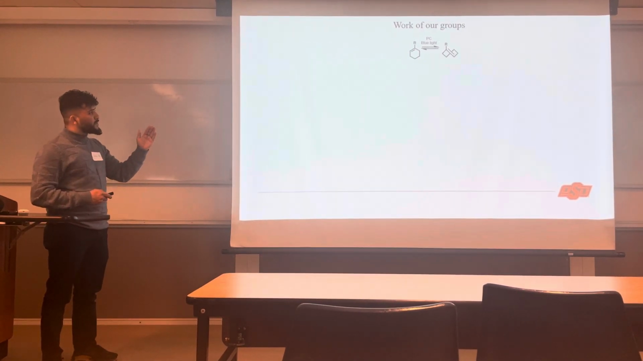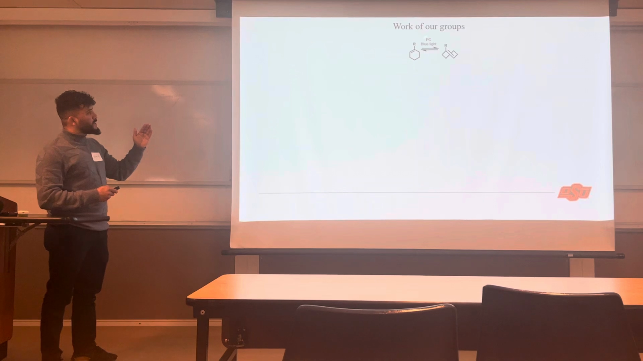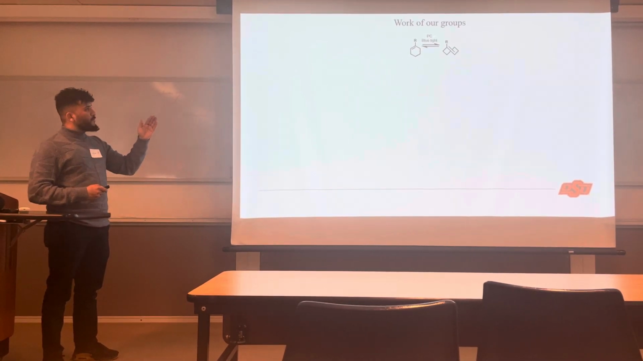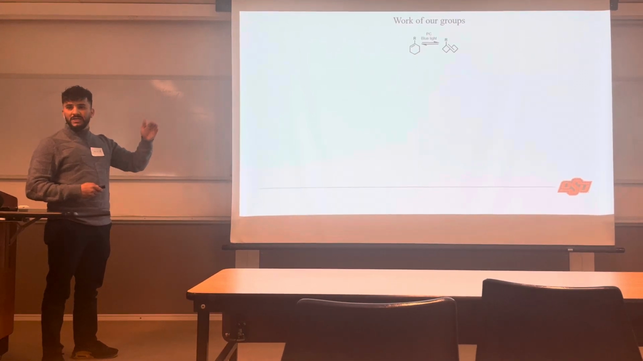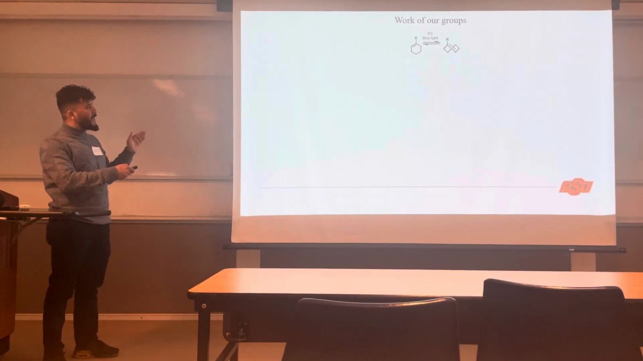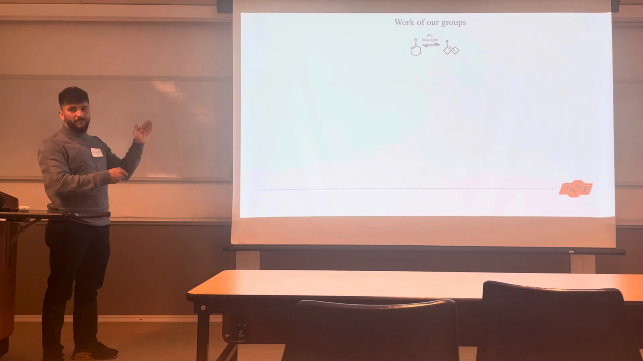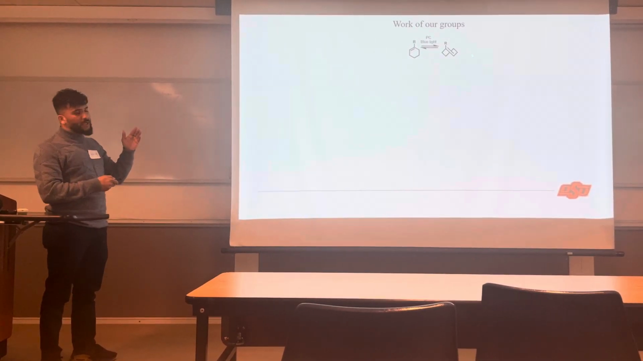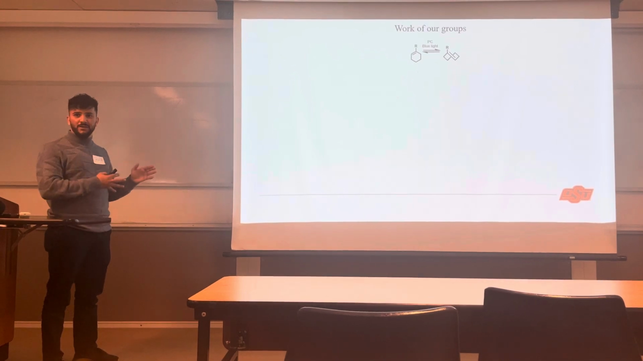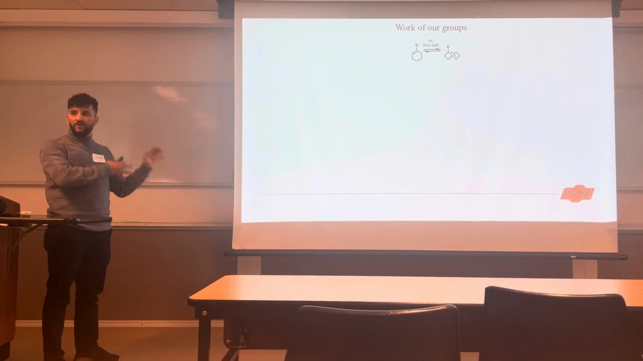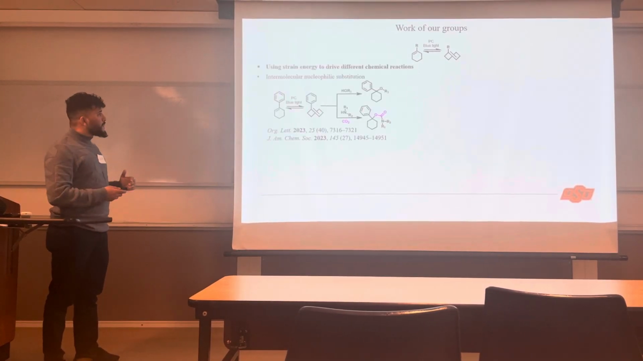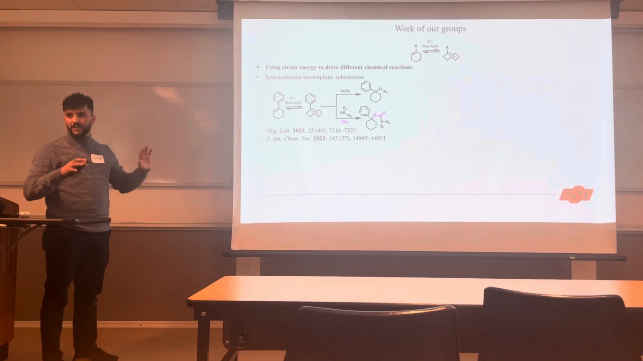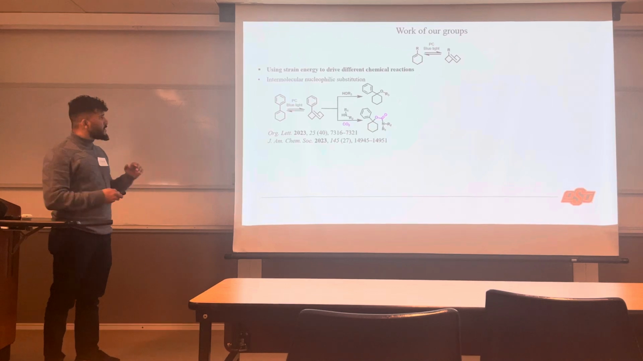Basically, what happens is the photocatalyst gets excited, or absorbs the blue light photons. It transfers this energy to the cycloalkene. This cycloalkene absorbs the photon energy and converts it to strain energy. We call this cycloalkene a transducer because it converts energy from one form to another form. So we have been exploiting this strain energy to drive different reactions.